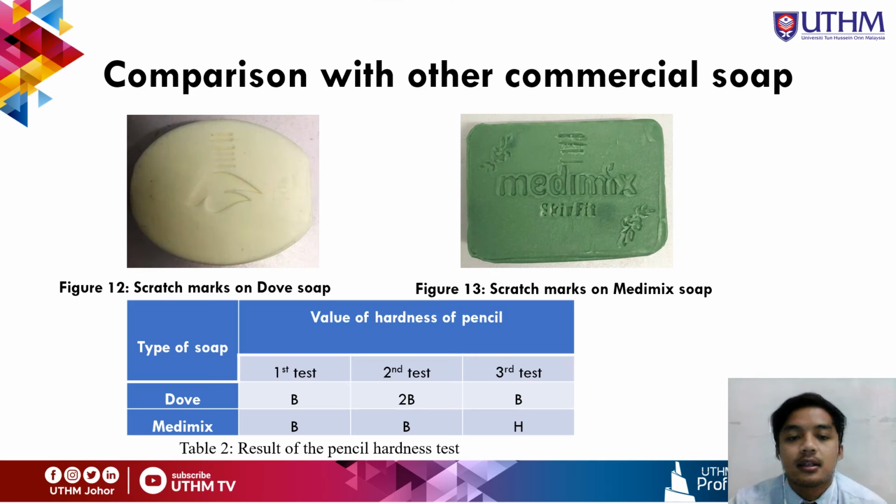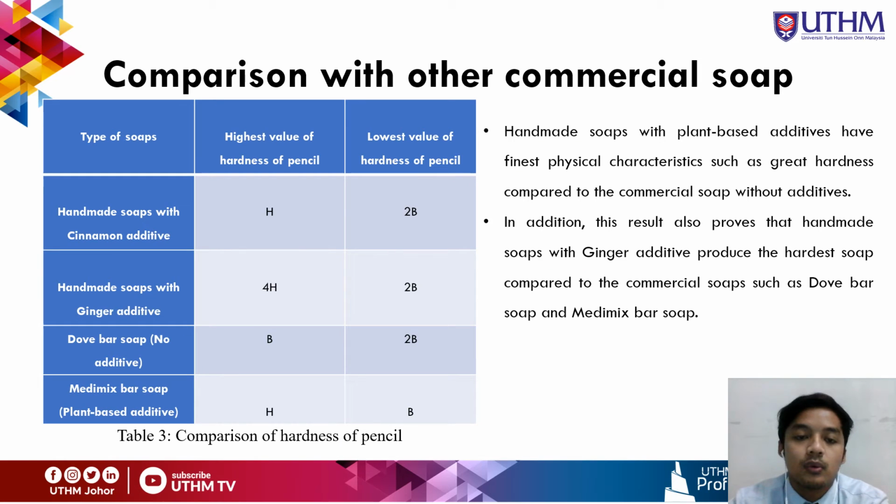Okay, next. We will continue with the comparison with other commercial soap for the scratch resistance test, or the pencil hardness test method. Okay, so there are two figures. The left figure is the scratch mark on Dove soap. The right figure is the scratch mark on the Medimix soap. There are three tests that have been done on both of the soaps to find the value of hardness of pencil. And next, we will determine the highest and the lowest value of hardness of pencil.